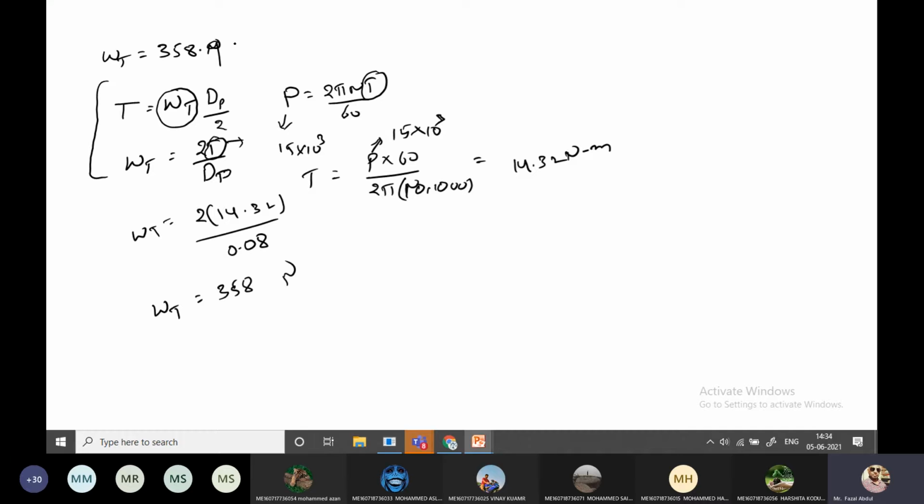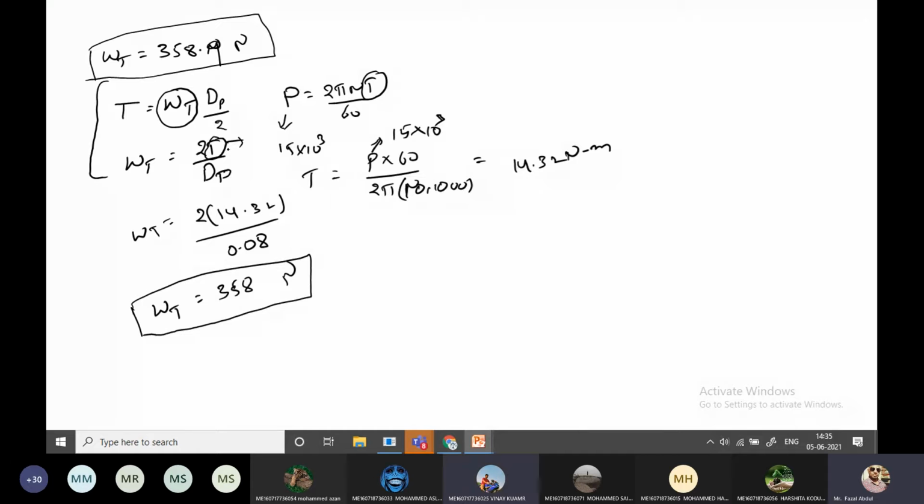I think you got the point. So see here, from the relation Wt is equal to P by V into Cs, we got 358.9 newtons. So from this relation also we got the same number, 358 newtons. Okay. Sir, Wt was 358.09, sir, not 0.9. 0.9, okay, 0.09. Is it?